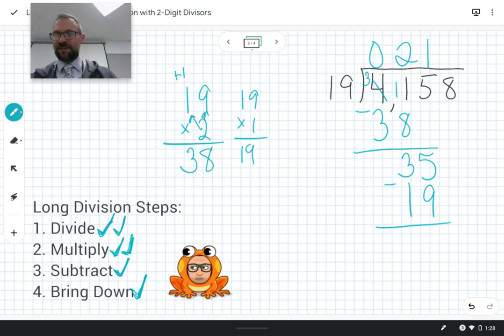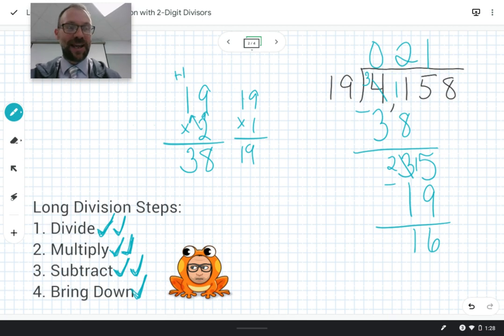35 minus 19. Well, let's see. 9 minus 5. I can't do that. So I'll borrow 1 from the 3. Leave 2. Bring 1 10 over there and make it 10 ones. 10 ones plus 5 ones is 15. 15 minus 9. That's 6. And 2 minus 1 is 1. 16. Okay. That's my subtraction step.